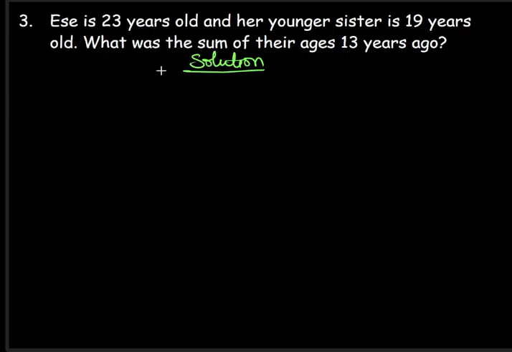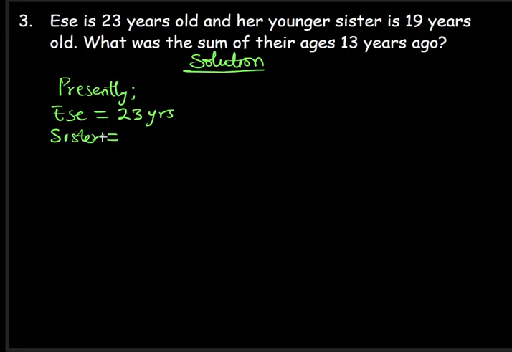Ese is 23 years old and her younger sister is 19 years old. Now, we've not seen anything like so many years ago or in so many years' time. So that means this 23 years old is Ese's present age, and this 19 years old is the younger sister's present age. So let's see what we have presently. Presently, Ese is equal to 23 years, and the sister is equal to 19 years.